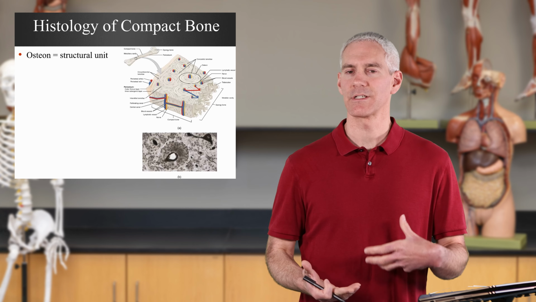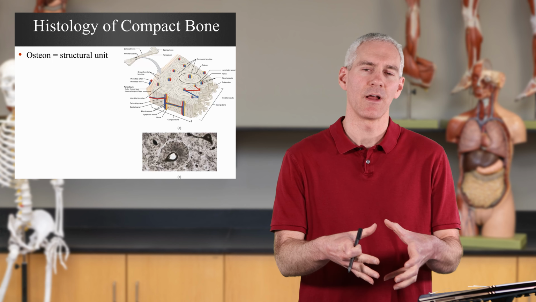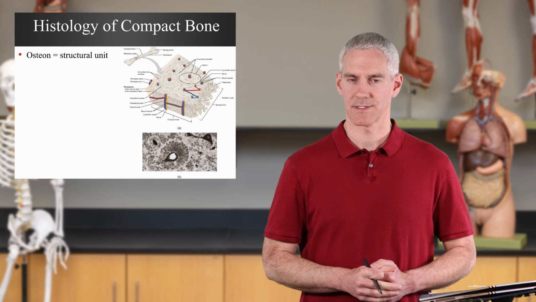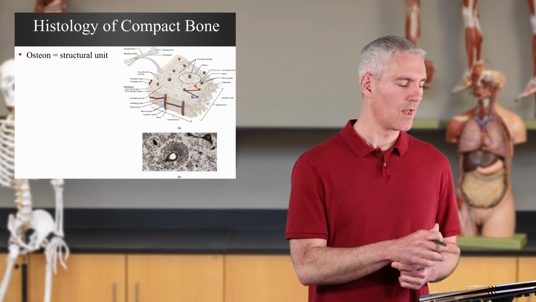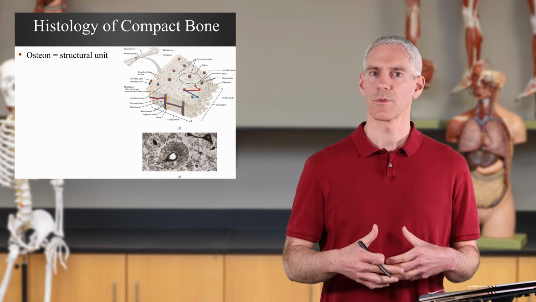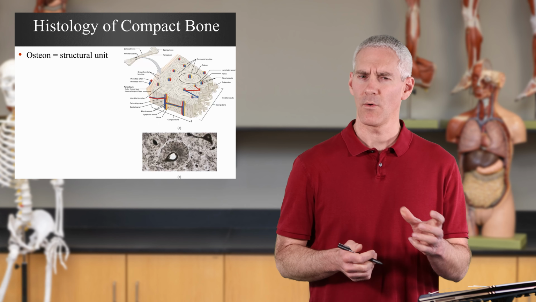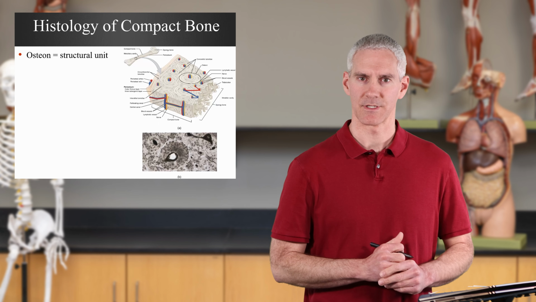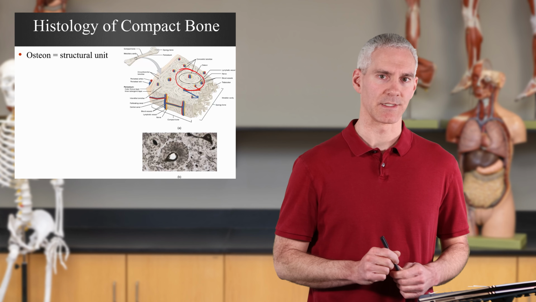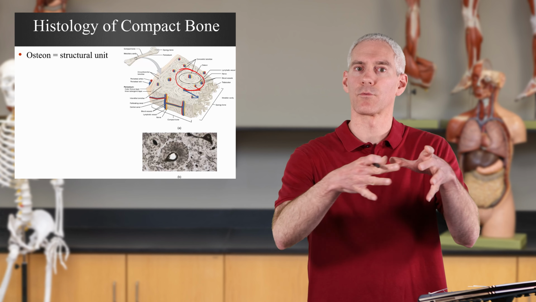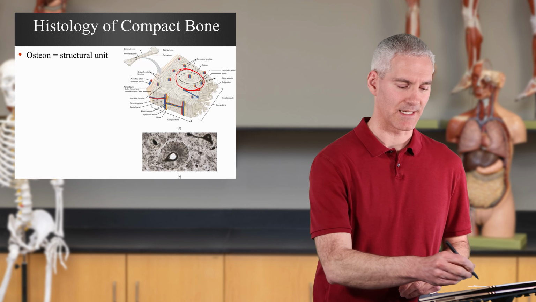Now, all this matrix, all these cells, when they come together, they're building structural units. So if we look at the compact bone to start with, we're going to start with what's called the osteon. Hopefully that rings a bell back from the histology chapter. The osteon was this circular unit. So the whole circle with all the rings is the actual osteon.